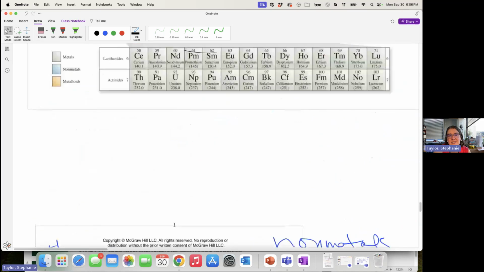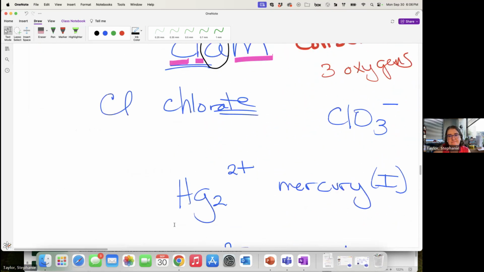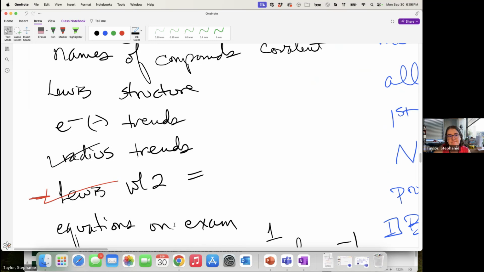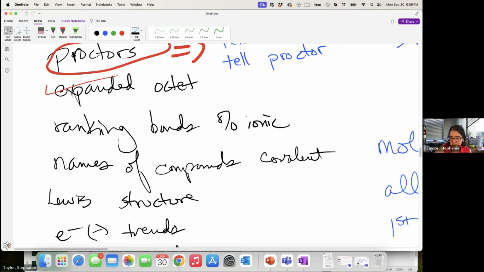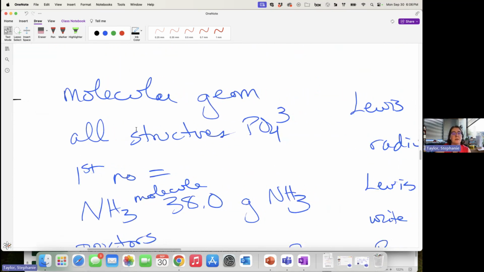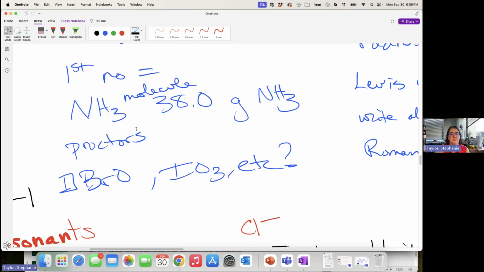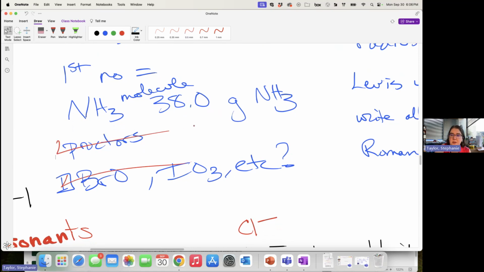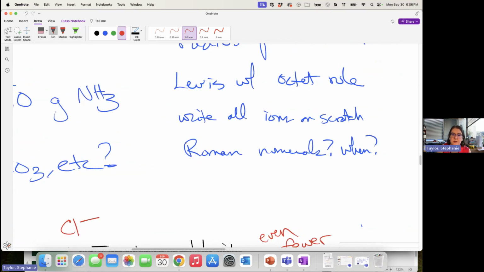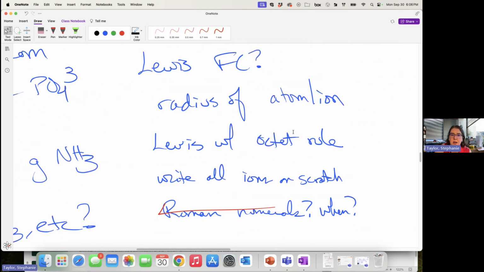I've lost track of my list. Names of compounds. Oh, I did this. Oh, somebody asked. Okay, so we talked about the bromates, the iodates. I've made notes about the proctors. We talked about Roman numerals. We talked about radius of atoms.